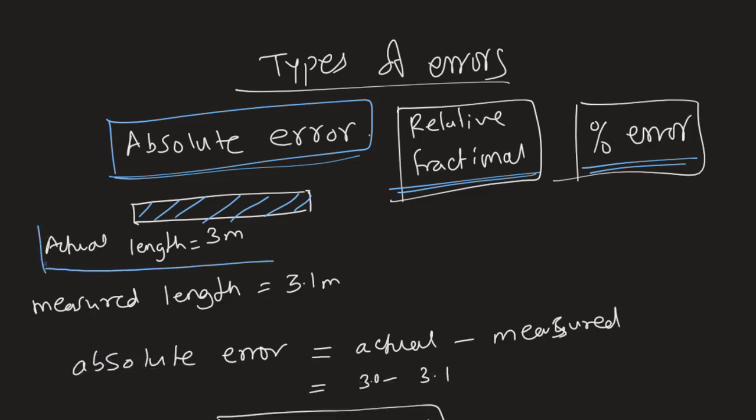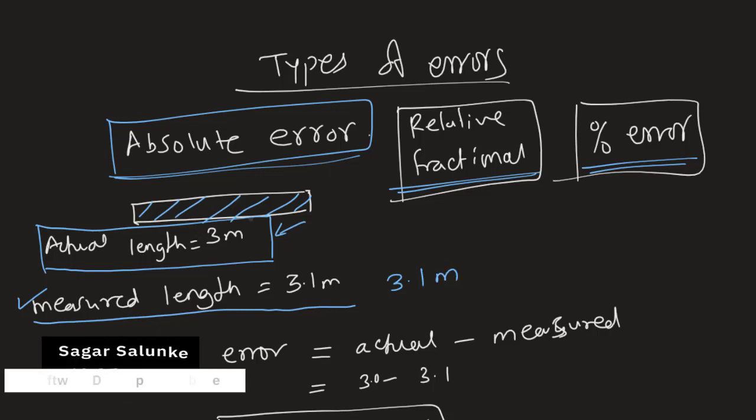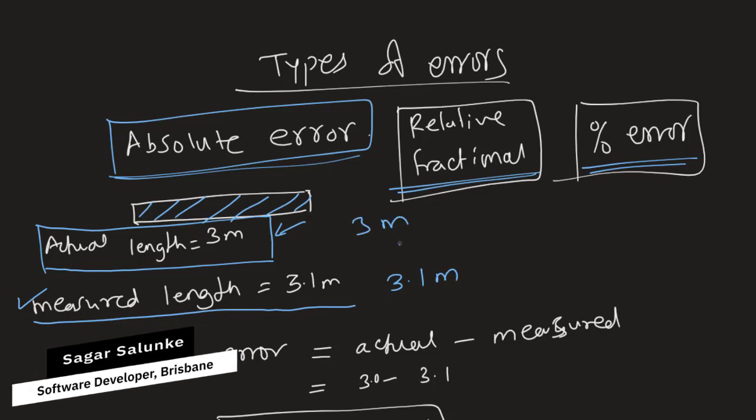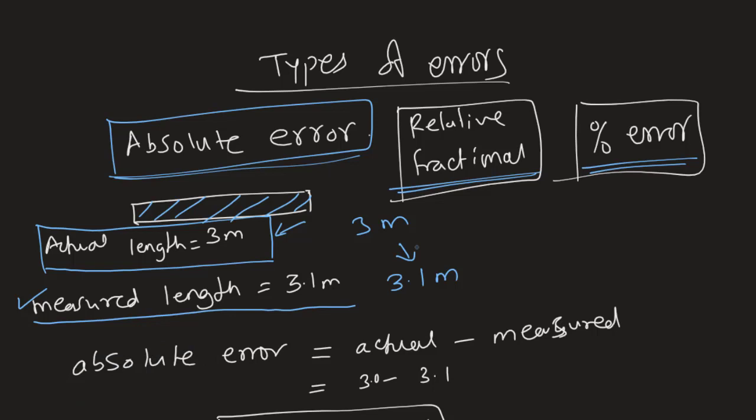So, the actual length or the accurate length is 3 meter, but by mistake, when we are measuring, due to some error in the instrument, what we measured is 3.1 meter. So, actually, it was 3 meter, but what we measured is 3.1 meter. So you can say that there is error, right?